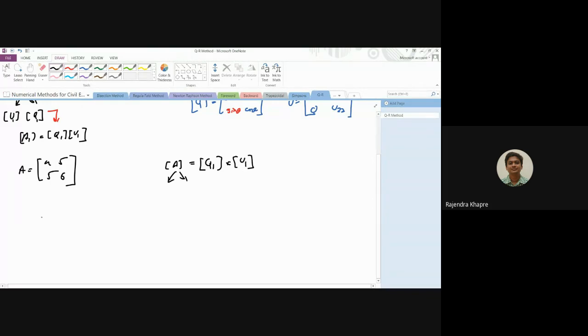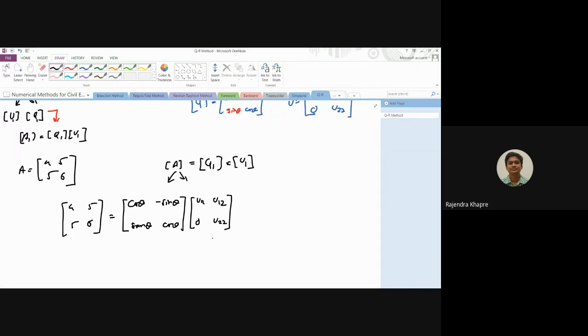Okay. So I'm going to write down this expression in detail. So this is 4, 5, 5, and 6. Let us call this A equals Q1 U1. Q1, just now we have seen, is cos of theta, minus sine of theta, sine of theta, cos of theta, multiplied by U, which is U11, U12, 0, and U22. Is it fine? Yes, sir. Okay. So now you see, the 4, 5, 5, 6 matrix is the product of Q with U.